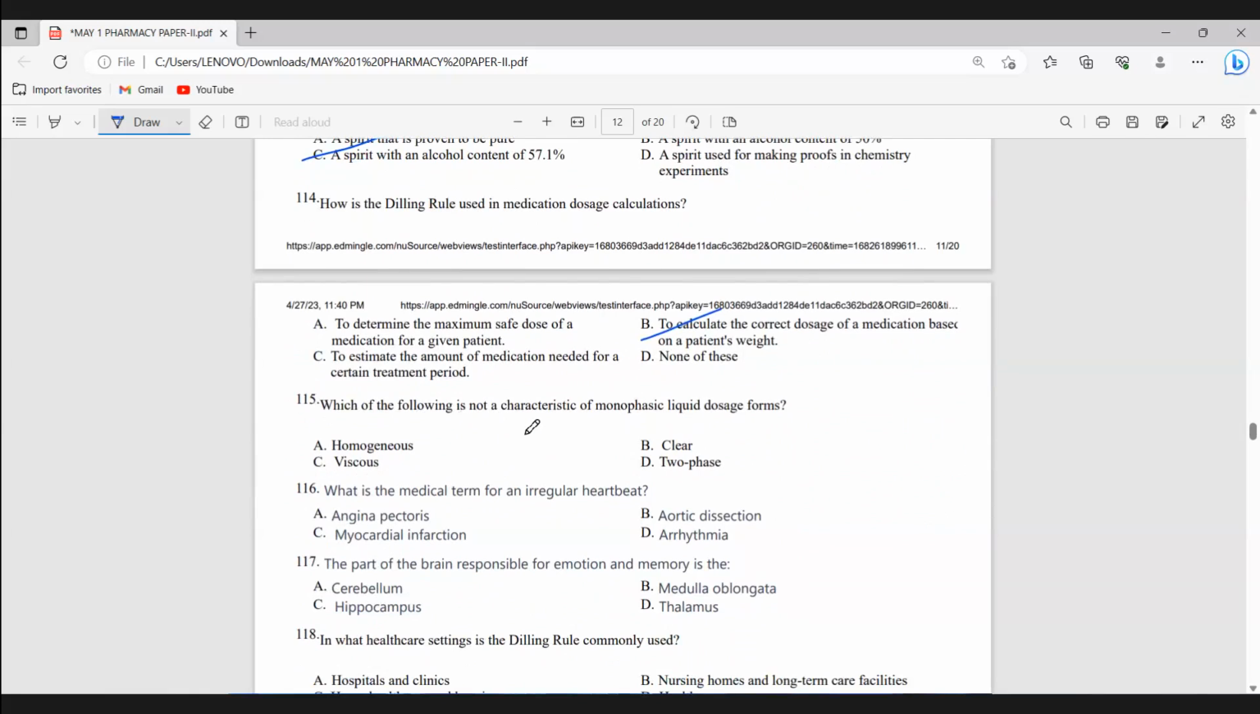115, which of the following is not a characteristic of monophasic liquid dosage form? Liquid dosage form under two phase. To calculate the dosage form.